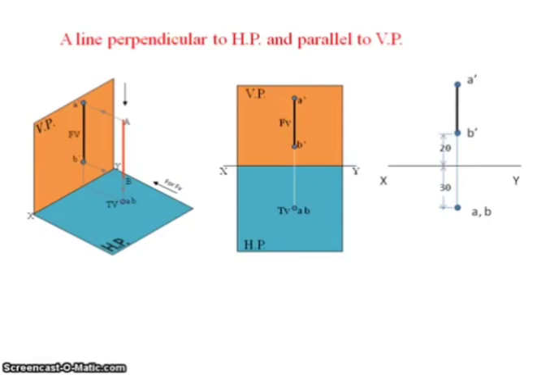to give the name for the top view and front view. Okay, like this we have to represent the final front view and final top view. And here I didn't mention the length of the straight line. Here I have mentioned the two distances: 20 mm above the horizontal plane and 30 mm in front of the vertical plane.